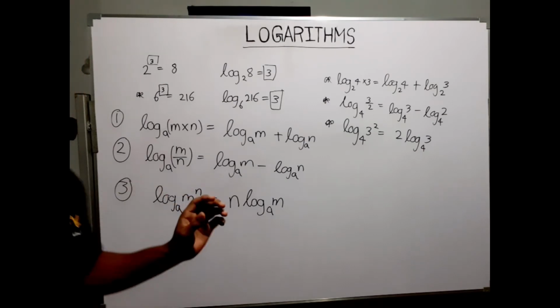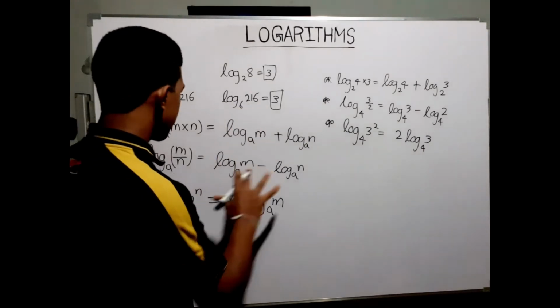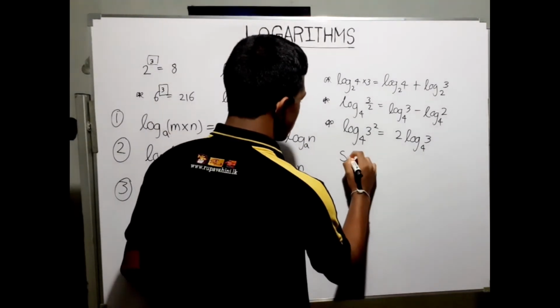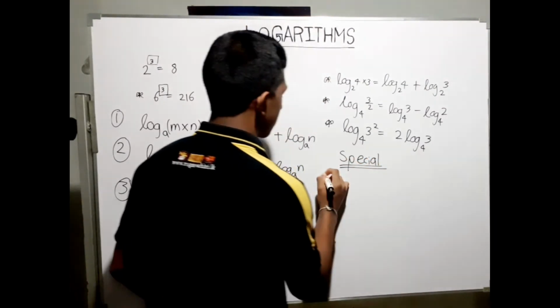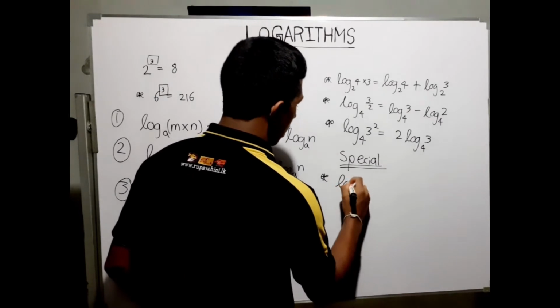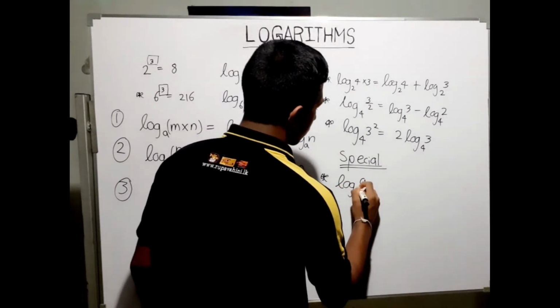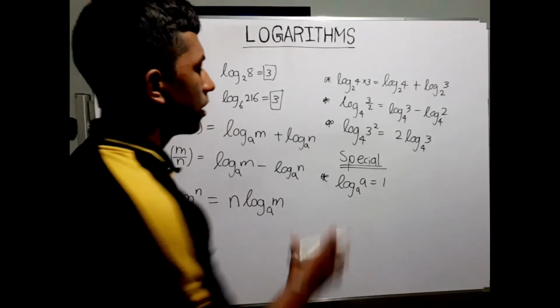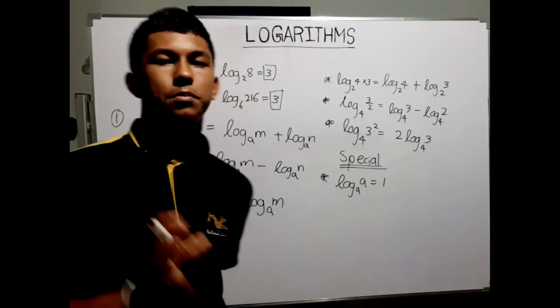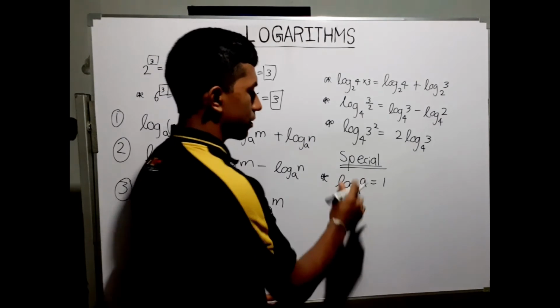Now we'll be looking at some special things under this, which we have to remember and keep in mind. The first thing is that log value of a to the base a is equal to 1. This is a firm, fixed concept. I'll explain how this happens.